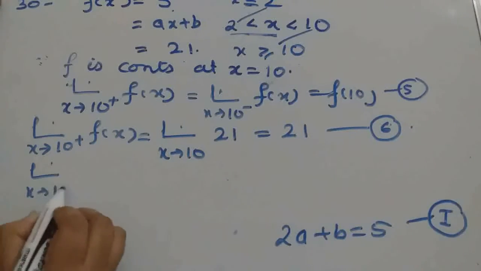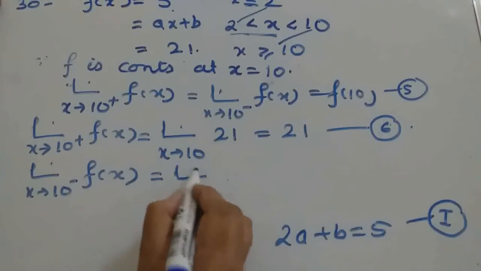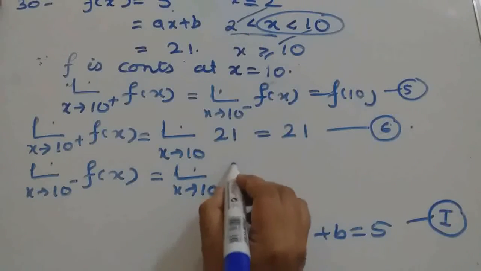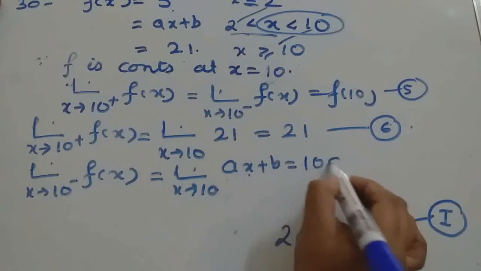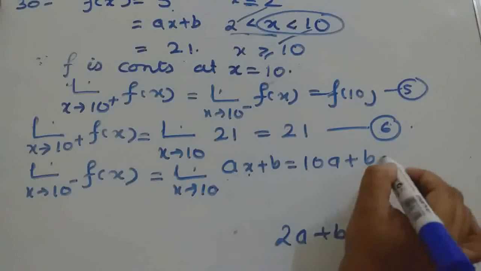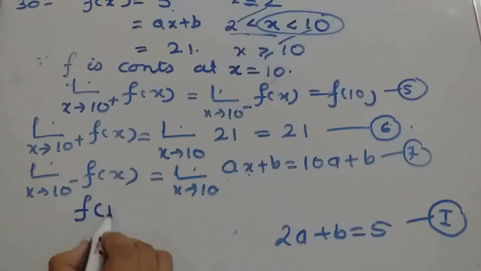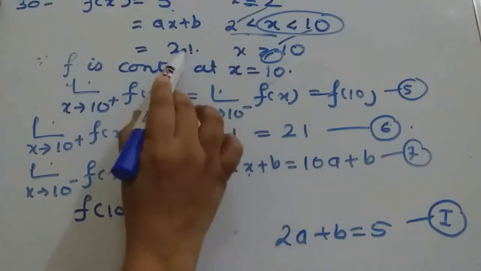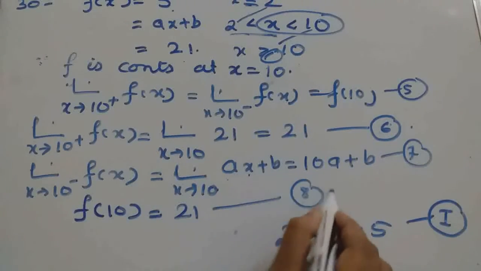Then the limit as x tends to 10 minus, meaning a value of x less than 10, means the second function. So ax plus b. Now here we put x as 10, giving 10a plus b, equation 7. f of 10 will be, since the equal to sign is there, the third function, which is 21.